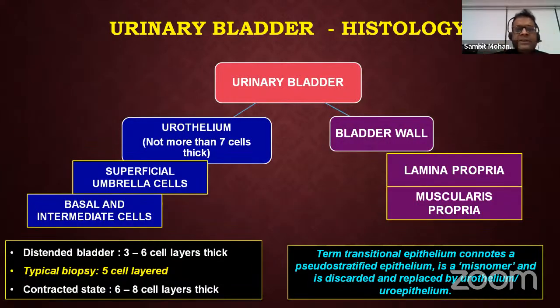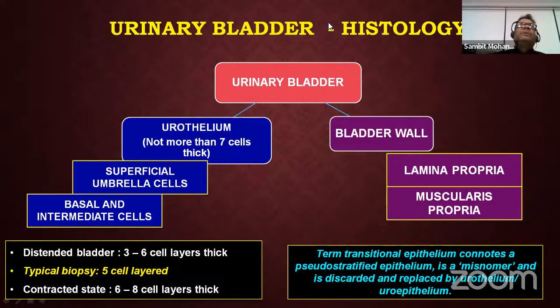So when we get into urinary bladder histology, the first thing I want to emphasize is that there is nothing called transitional epithelium. The word transitional epithelium is obsolete now, because the epithelium lining the bladder is urothelium. It is normally less than 7 cells thick. It has multiple layers of cells, so it is pseudostratified. So the term urothelium should be used when you say transitional cell carcinoma. If someone is saying transitional cell carcinoma, please correct that person and say it is urothelial carcinoma.